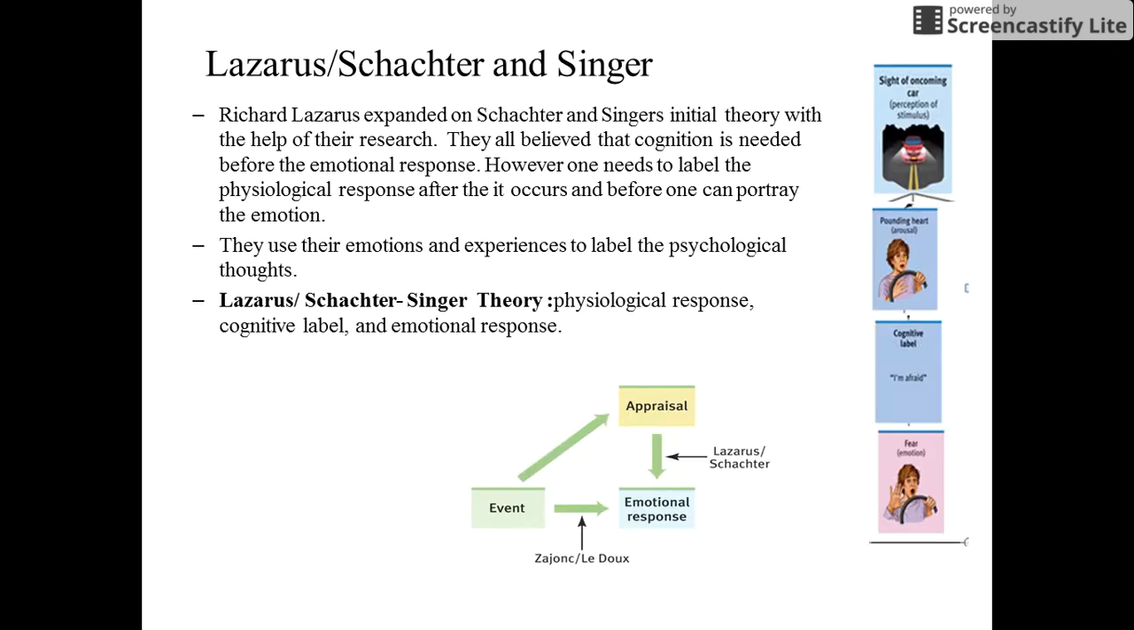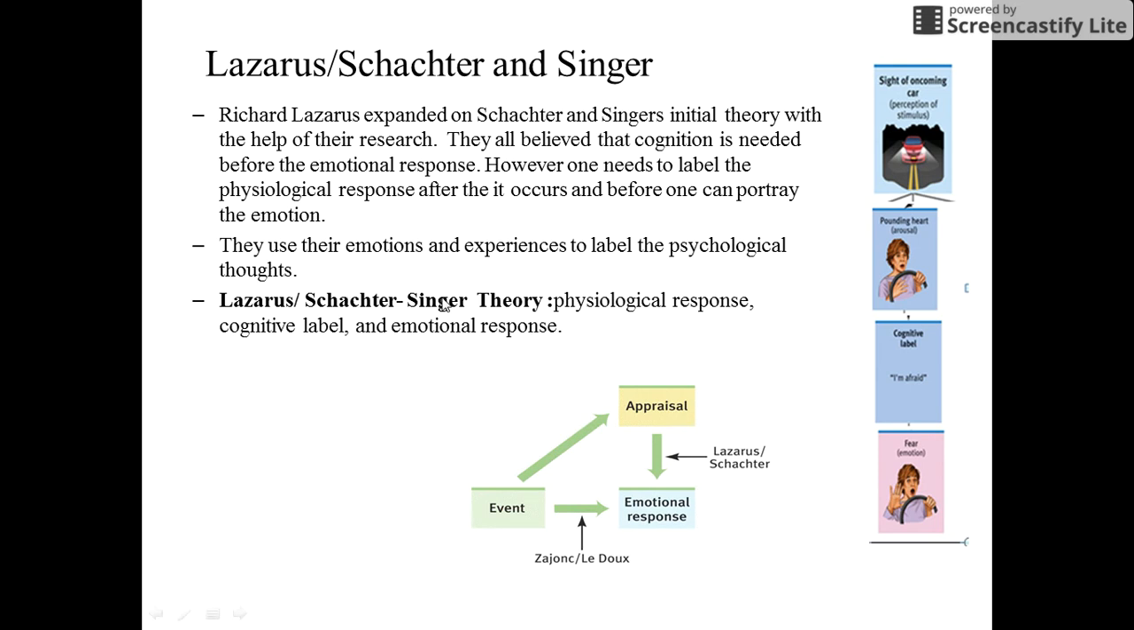So the first of the extension theories is Lazarus, Schachter, and Singer. Richard Lazarus expanded on the Schachter-Singer initial theory with the help of their research. They all believe cognition needs to take place before the emotional response. However, one needs to label the physiological response right after it occurs, because sometimes your heart can pound for fear, sometimes your heart can pound for love. So they believe that you use your emotions and experiences to label the physiological sensations that happen in your body.